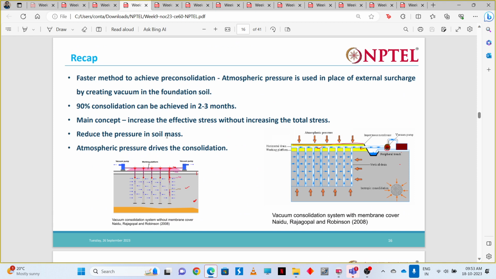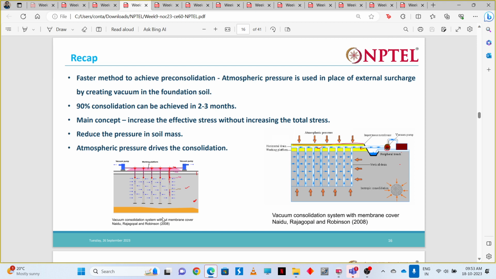So this topic we discussed. What is the benefit of applying vacuum pressure? What happens at all the depths? At all the depths, we have a uniform increase in effective stress. There will be an equal and same increment of effective stress.